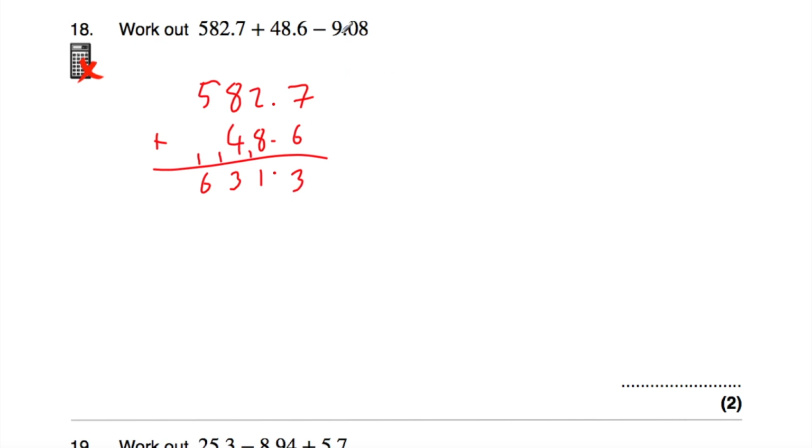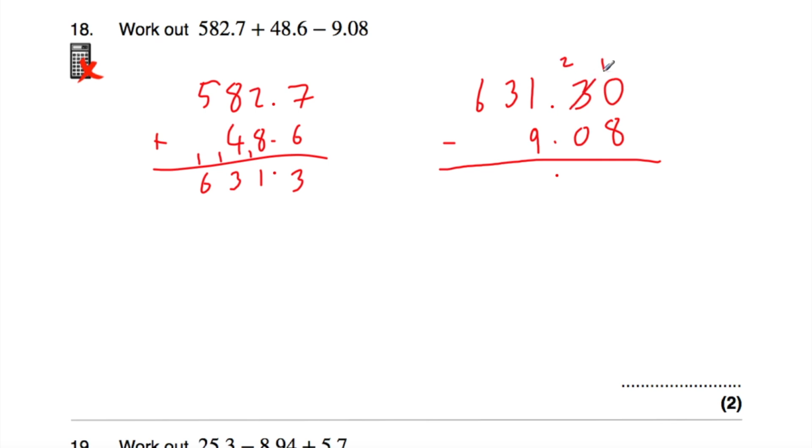Now we've got to take away the 9.08. So we're going to do 631.3 subtract 9.08. And I'm going to put a 0 there as a placeholder, a line beneath them, and I'm going to line up the decimal points. So 0 take away 8, let's borrow, so it's now a 2 and a 10. 10 take away 8 is equal to 2.